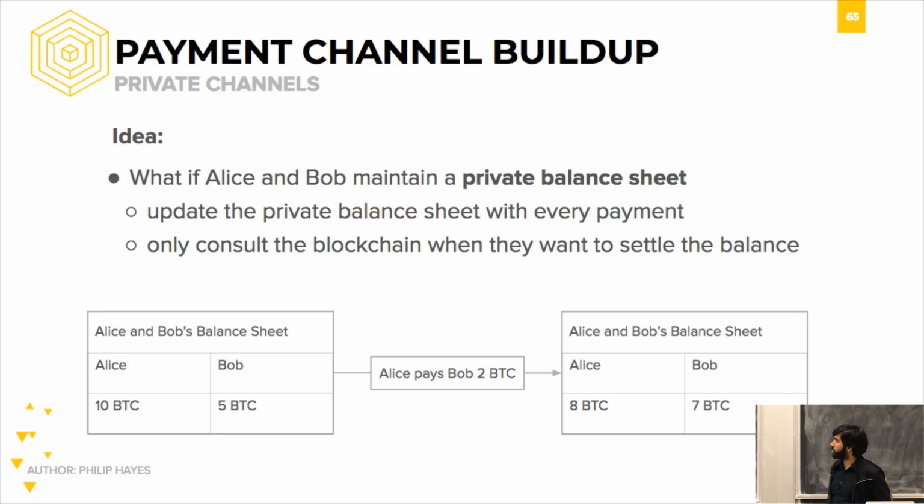In payment channels, you maintain a private balance sheet between yourself and some other person. This balance sheet is a record of all of the transactions you've made since the inception of the balance sheet. This is very straightforward. You update it whenever you make a transaction, and you only consult the blockchain when you are generating or closing the private balance sheet. In other words, the blockchain acts as the source of truth at the end and in the beginning when you're constructing the balance sheet.